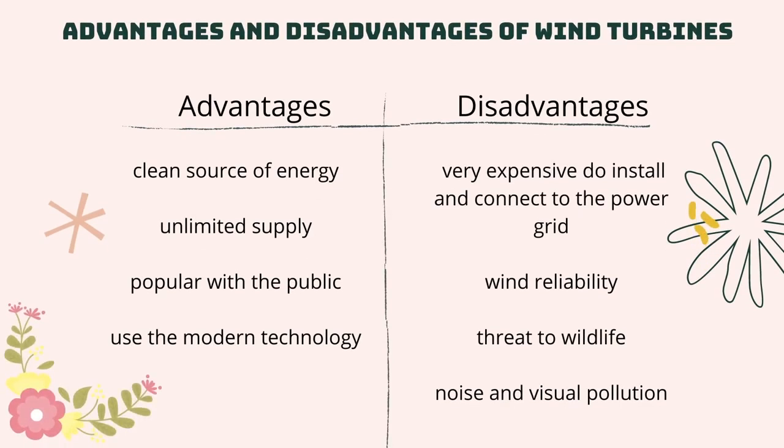These are the advantages and disadvantages of the wind turbine. The advantages of the wind turbine are that it is a clean source of energy, has an unlimited supply, is popular with the public, and uses modern technology. The disadvantages of the wind turbine are that it is very expensive to install and connect to the power grid, along with reliability issues, threat to wildlife, noise, and visual pollution.